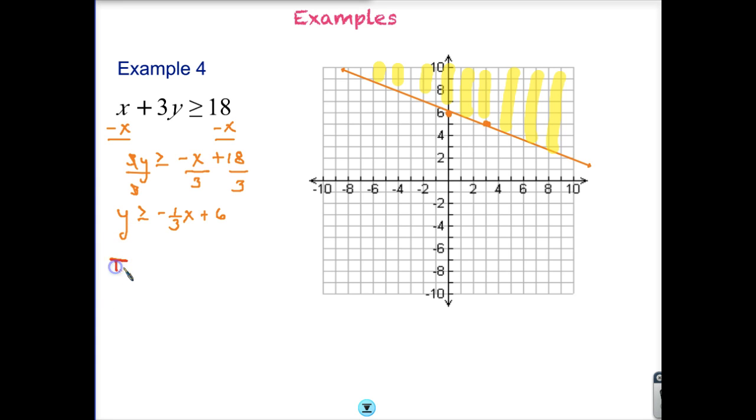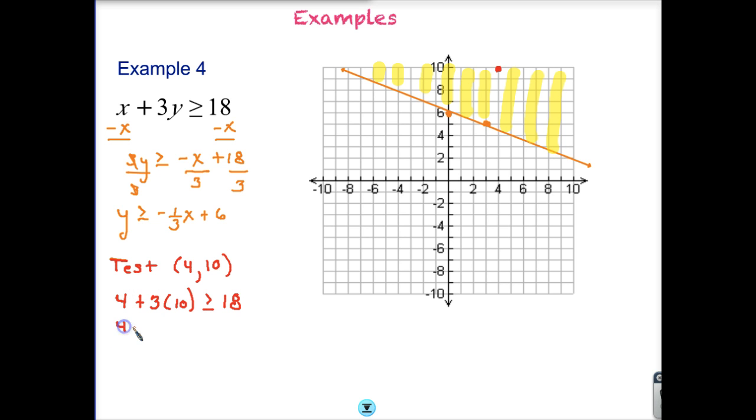So let's test a point up here. And I know that I could test a point on the line as well because that should be a solution. But let's go ahead and test this point. How about way up here? So let's test 4, comma 10. And if I plug it into my original one, it should be greater than or equal to 18. So let's try that. Let's replace the x with the 4, and let's replace the y with the 10, and make sure that it's greater than or equal to 18.